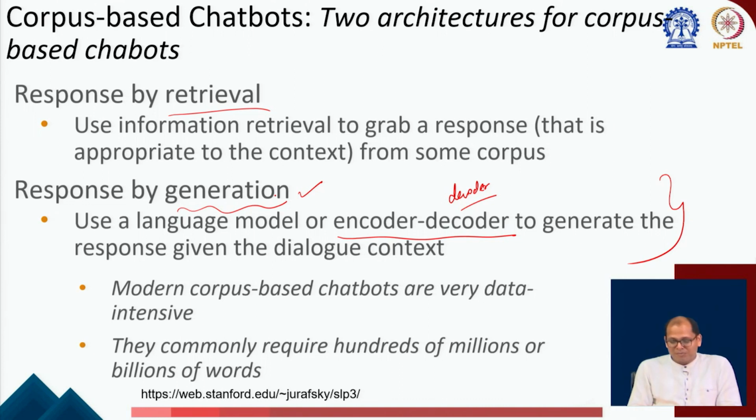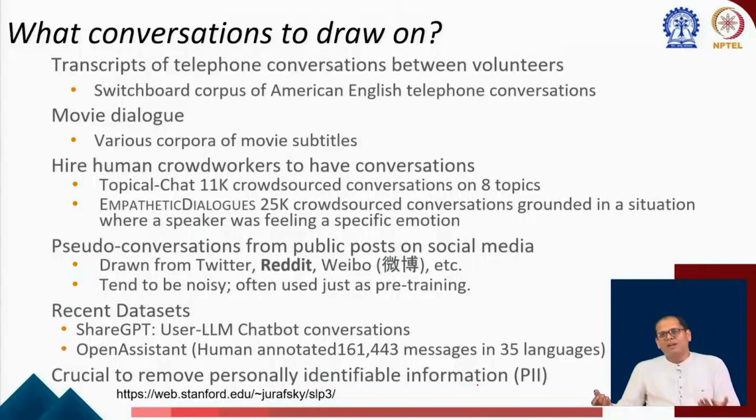Now, the corpus based chatbots are very data intensive, so they require millions and millions of conversations and billions of words. So where do we get these conversations? There are some conversations that are already available, like telephone conversation between volunteers. So it's the Switchboard corpus of American English telephone conversation. This is one data set that can be used. Then one can use movie dialogues, because in movies people converse with each other, and these subtitles are available. So you can even use it in multiple languages. That is another data set.